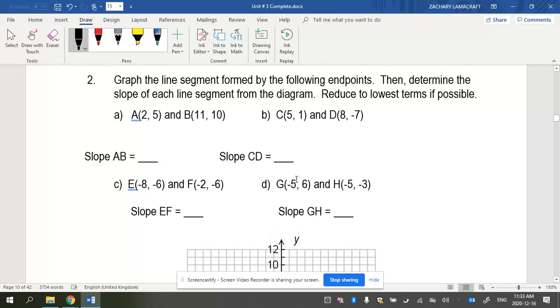Sweet. Okay, so it asks us then to graph the line segment formed by the following endpoints, then determine the slope of each line segment in the diagram and reduce to the lowest terms. So our first one is 2 and 5. So A is 2 and 5, and B is 11 and 10.